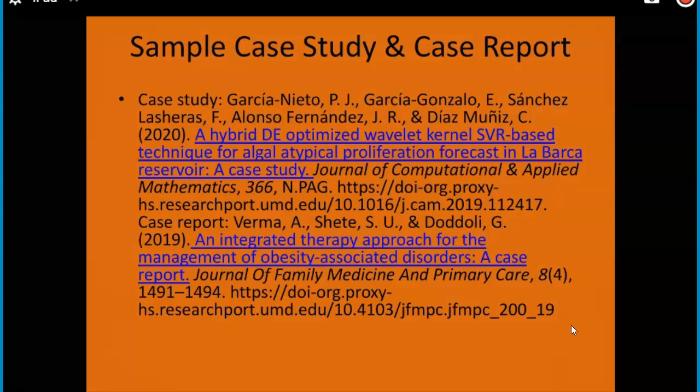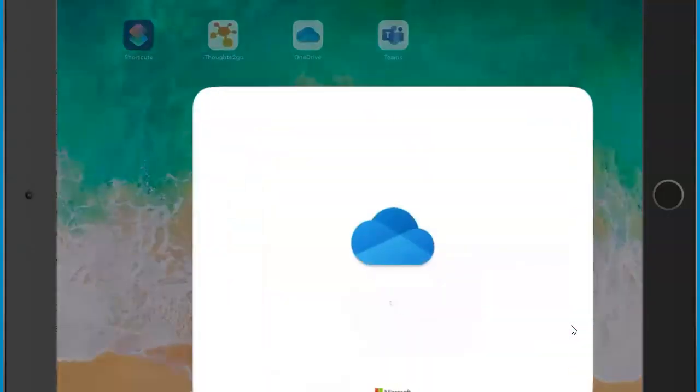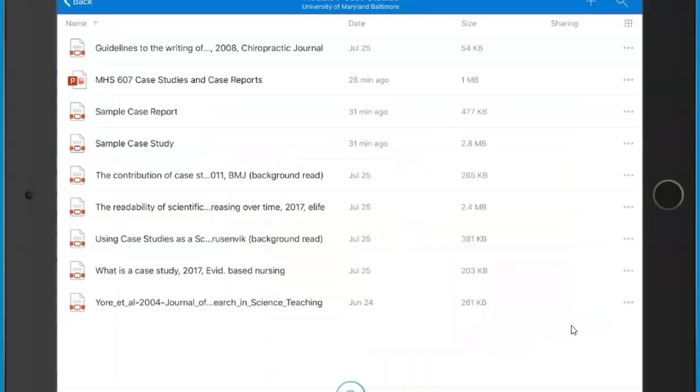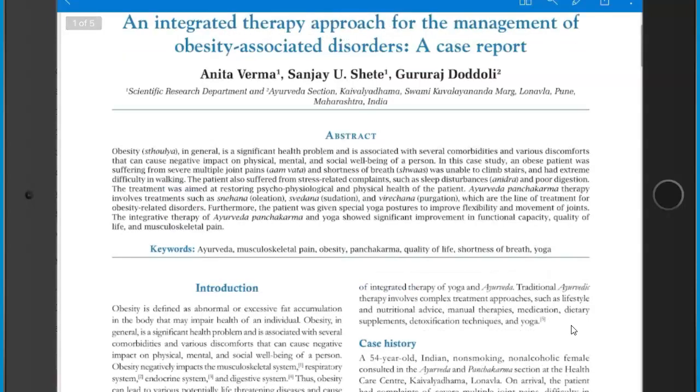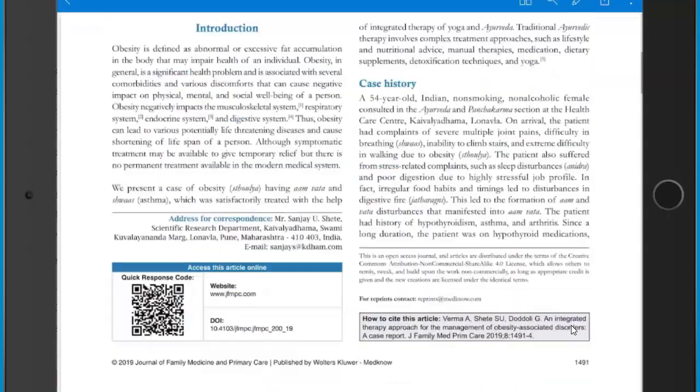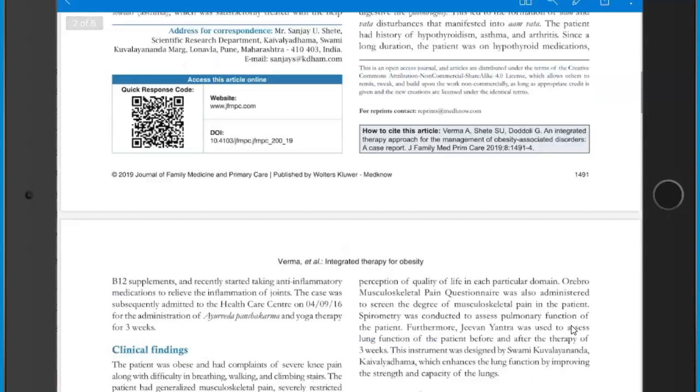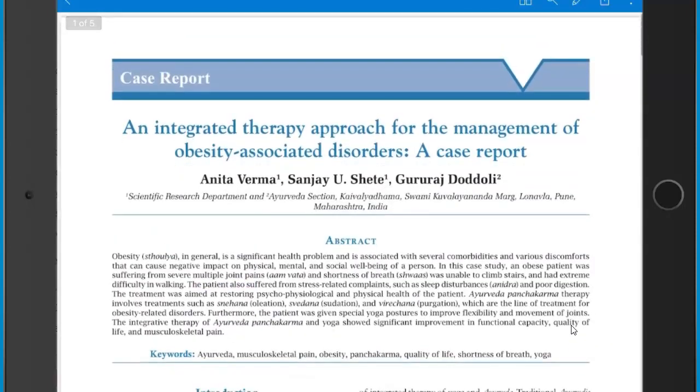So I'm going to click out of the PowerPoint here and go into my files here. This is the sample case report from the Journal of Family Medicine and Primary Care, just so you can see it. And you can take a look at it as well on your own. I suggest you don't have to read every single phrase here very carefully. I just want you to get an idea what a case report looks like.